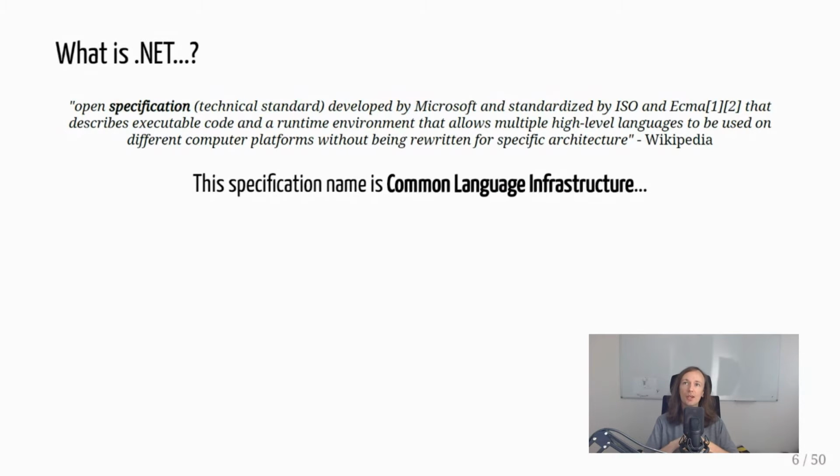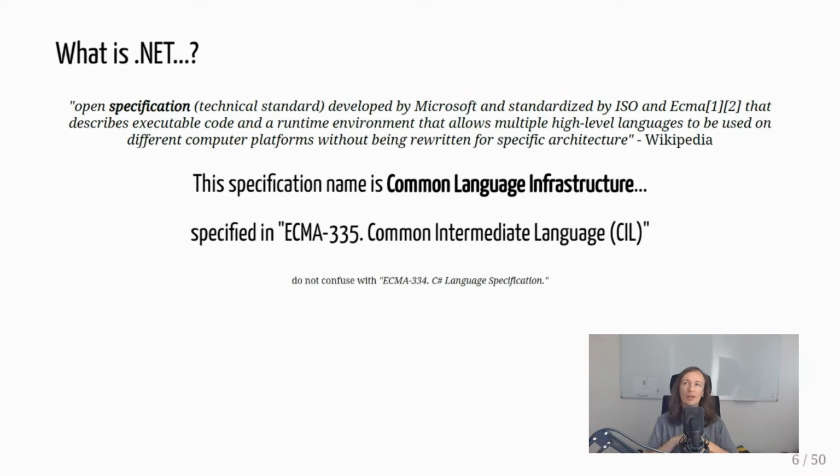And this specification, which specifies .NET, is called the Common Language Infrastructure. It is defined, for example, in ECMA 335, Common Intermediate Language. This is the general name for this standard about the common language infrastructure. It contains everything that is needed if you would like to write something which is .NET compliant, for example a .NET Runtime. Do not confuse it with another ECMA, which is just the specification of the C# language. This one is strictly about .NET itself.